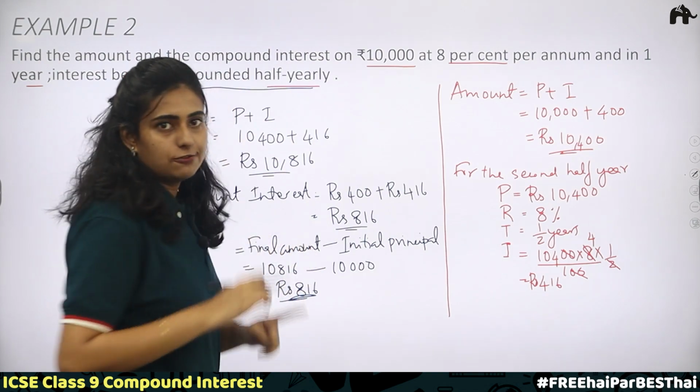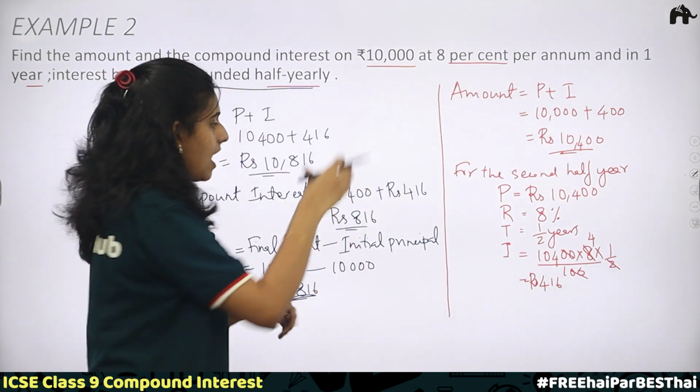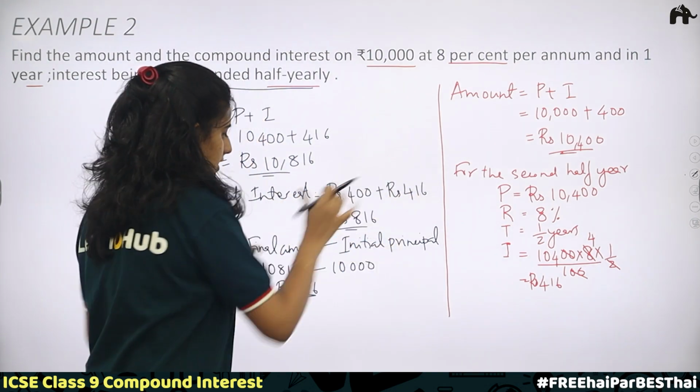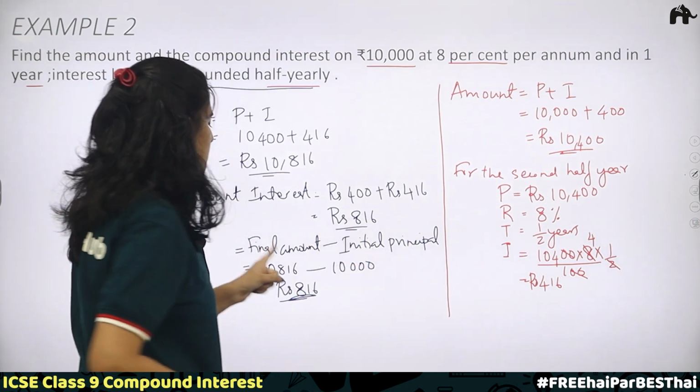In both these methods, you can find the compound interest. Either by taking the interest for the first half year and finding the interest for second half year and taking the sum of it, or taking the final amount and subtracting the initial principal from it, you will be getting the same answer.